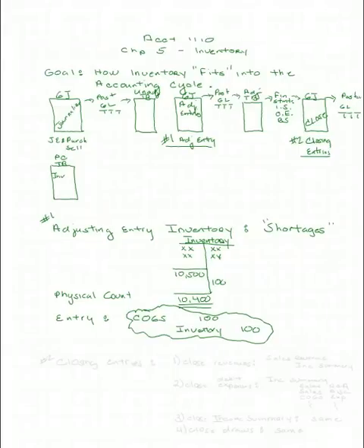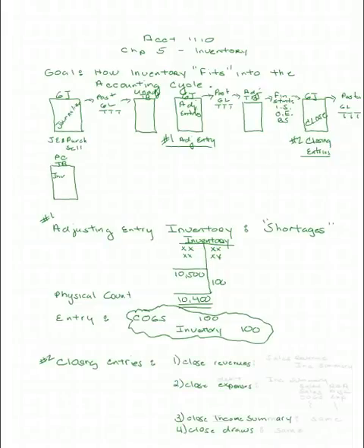Interesting, isn't it? Number 2, our second goal, was to look at how inventory affected the closing entries. And so we'll do that next in our little pencast.